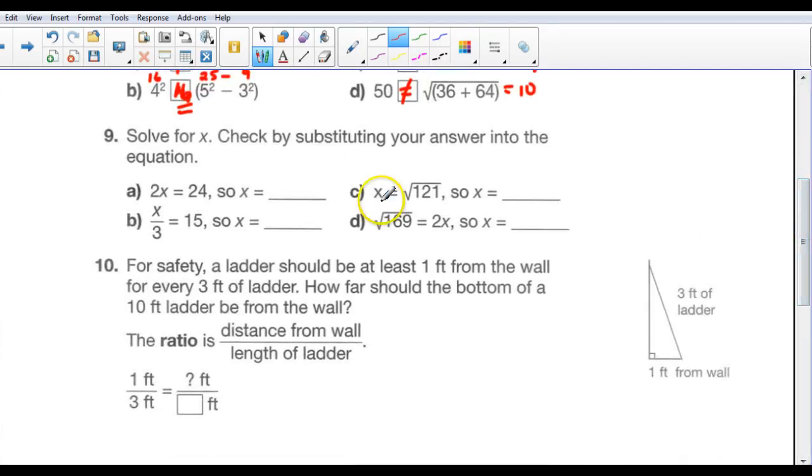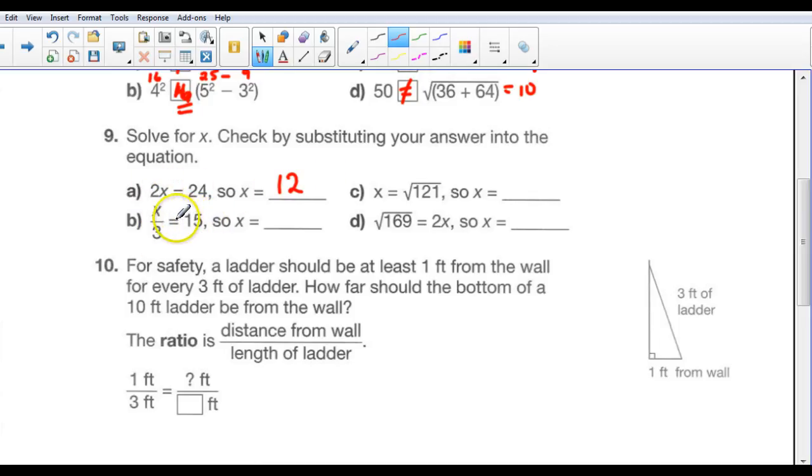So solve for x. Check by substituting your answer into the equation. So 2x equals 24. So 2 times some number equals 24. 2 times what equals, this is where it's really important to know your times tables. So 2 times 12 equals 24. Okay?